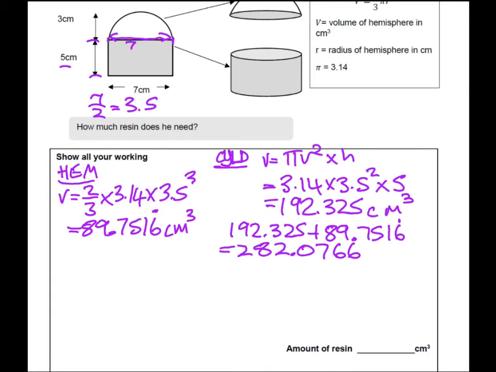So put our answer on the answer line. Now I would put the complete answer in because they haven't asked us to round. So I would put 282.0766 centimeters cubed because we've not been asked to round it.